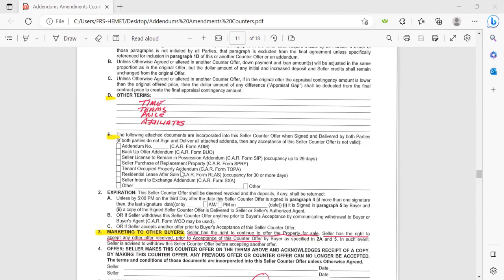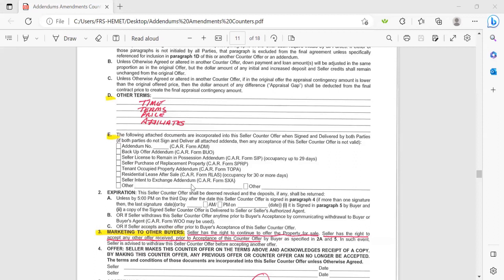TOPA, this is tenant occupied. Okay, so I'm buying a property that has a tenant in it right now. Is the tenant going to remain in place? If he does, then I need a residential lease after sale. And if not, then obviously I know he's there till close, but he's going to be out in so many days.